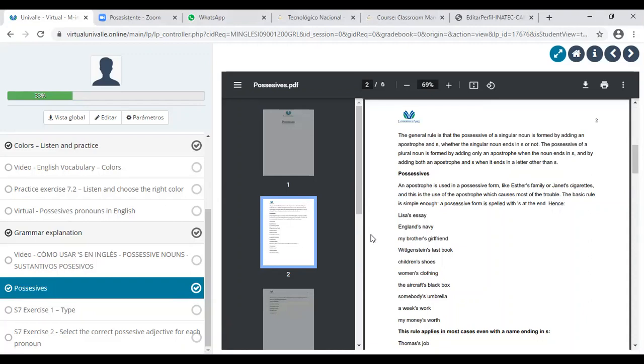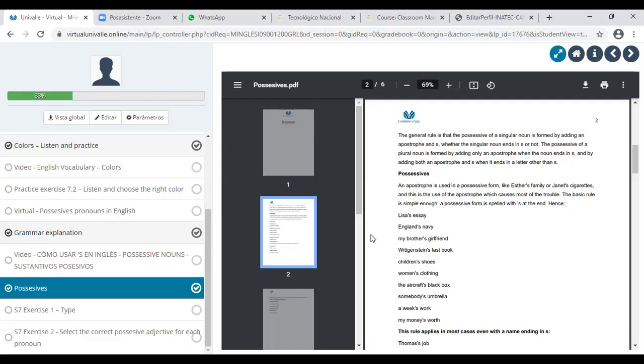Possessive for names. An apostrophe is used in a possessive form, like Esther's family, la familia de Esther, or Janet's cigarette, los cigarrillos de Janet. And this is the use of an apostrophe which causes most of the trouble. The basic rule is simple enough. A possessive form is spelled with the apostrophe s at the end.